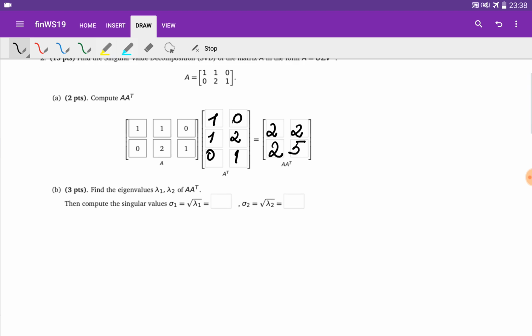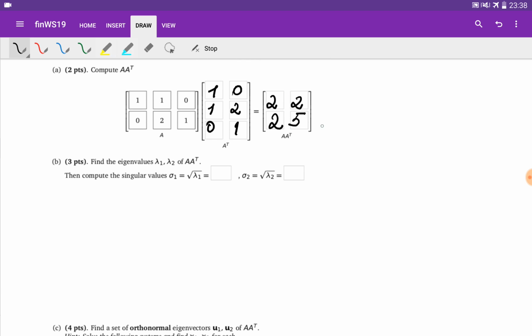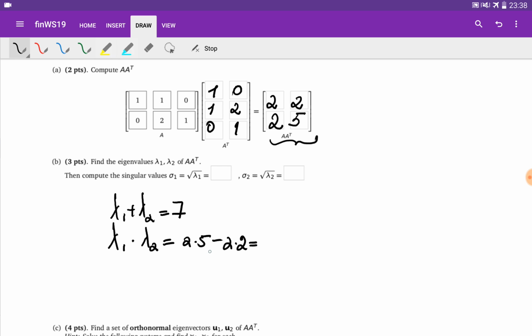In the second part, we need to find the eigenvalues of this matrix. We call these the singular values of A. The sum of the two eigenvalues is equal to 7, which is the trace of this matrix. And the product of the eigenvalues is equal to the determinant, which is 2 multiplied by 5 minus 2 multiplied by 2, which is 10 minus 4, which is 6. So it's clear that the first eigenvalue is equal to 6 and the second one is equal to 1. So the singular values are the square root of 6 and 1. We need the singular values in order to build the SVD decomposition.